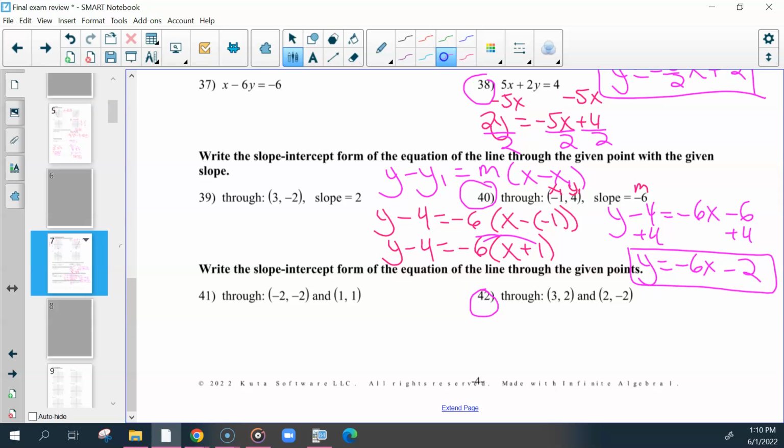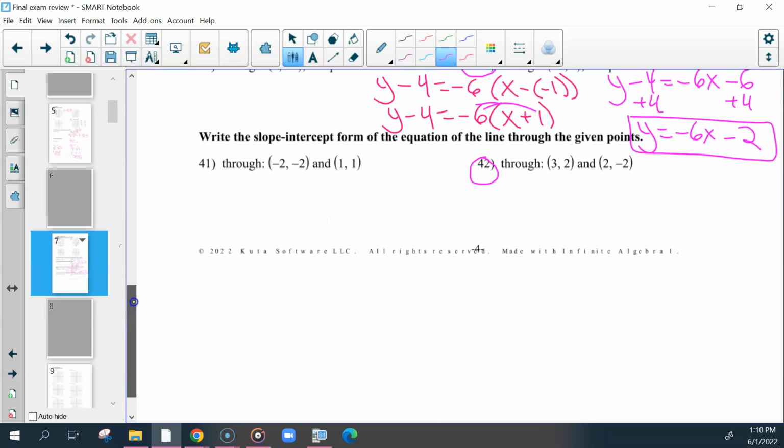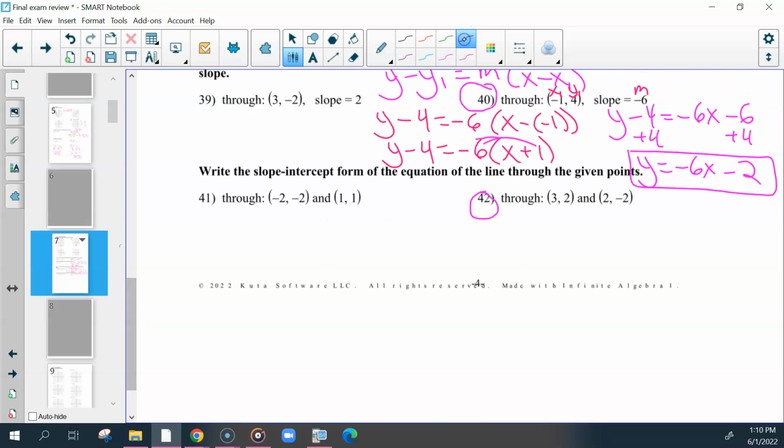Number 42 is similar, except we have to find the slope first. So we need to go back, do our y2 minus y1 over x2 minus x1. So that would be negative 2 minus 2 all over 2 minus 3. So that would give us negative 4 over negative 1. And we could simplify that to be positive 4.